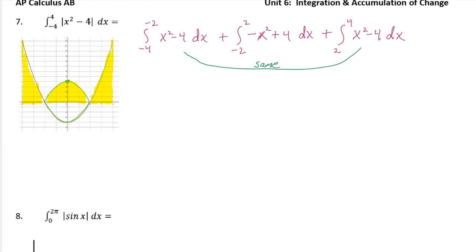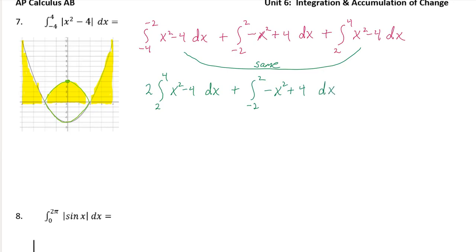And so what I'm going to do is rewrite this as 2 times the integral, and I'm going to do the positive side from 2 to 4 of x squared minus 4 dx, plus the middle section, which is still negative 2 to 2 of negative x squared plus 4. So instead of doing this 3 times, I only have to do it 2 times.